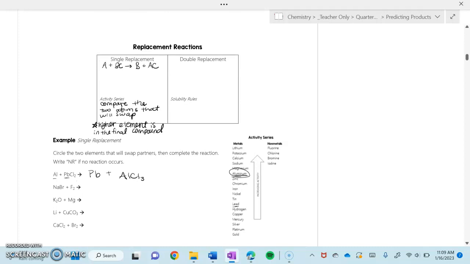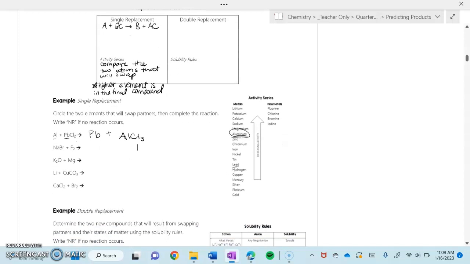Just practicing balancing before we do our lab. So go ahead and try it and see if you can get them balanced. But like I said, I want you to focus on the pattern, not necessarily all the numbers right now. I just want you to focus on will it switch and using the activity series correctly. So that is our single replacement reactions.